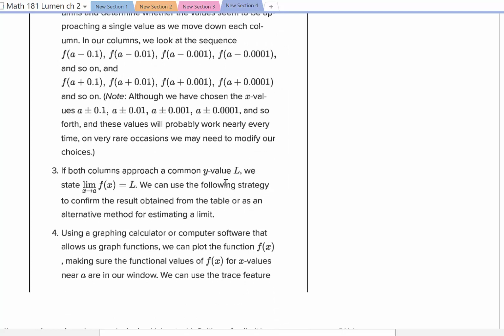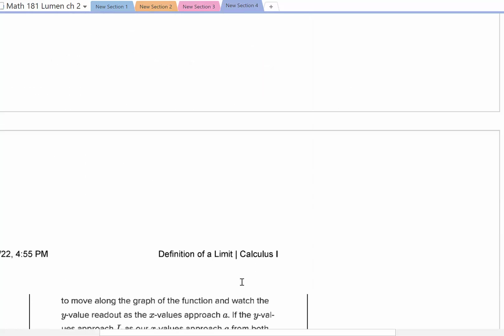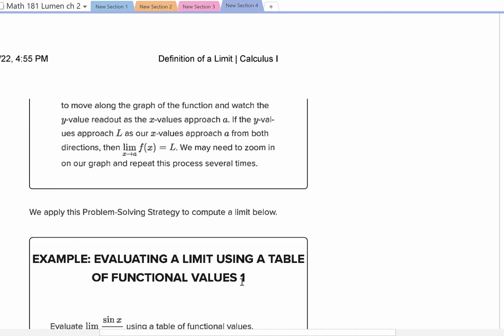So now we're going to look at what these numbers approach. If both columns approach a common y value L, we state that the limit of f of x as x approaches a is L. We can use the following strategy to confirm the results obtained from the table, or as an alternative method. You can graph it using a graphing calculator, and you can also trace the graph and see where the values are approaching. But we have the use of a really good tool. We have a lot of great tools that weren't available a short time ago.